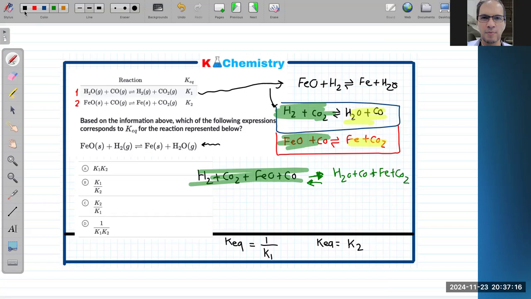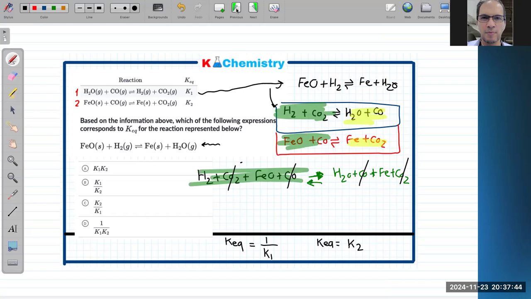Let me cancel out, Yazid. Which ones are repeated here and here? CO and CO2 are both repeated. Excellent. So let me look. It's exactly my equation here: FeO plus H2 give me Fe plus H2O. So what I did is correct. I will just have to reverse the first one and keep the second one as it is.